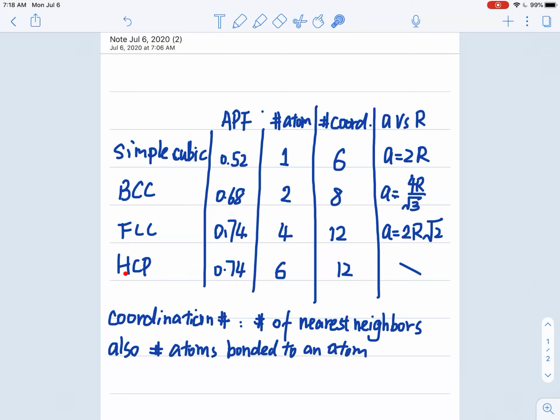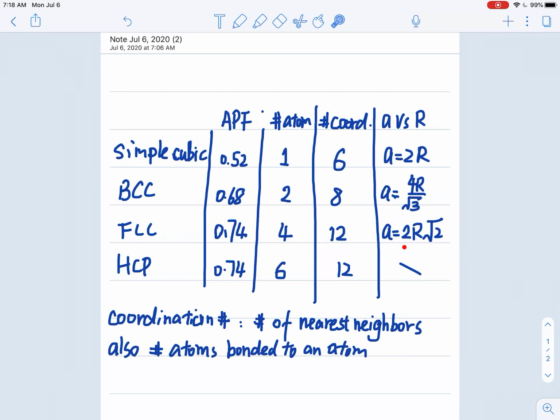And for FCC and the HCP structure, since they are pretty similar, you can remember them together. They both have the highest APF number, which is 0.74, which means they both are highly efficient in terms of packing. The number of atoms per unit cell is 4 for FCC and 6 for HCP. But in terms of the coordination number, they both are 12.